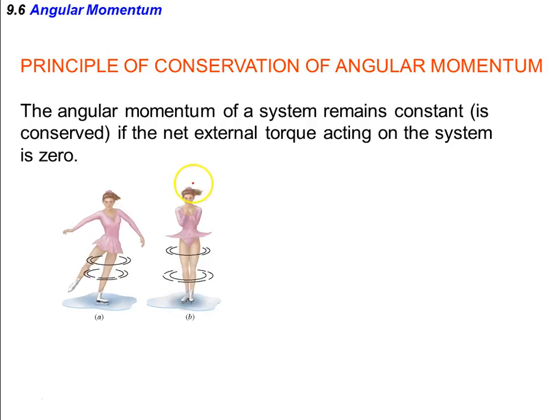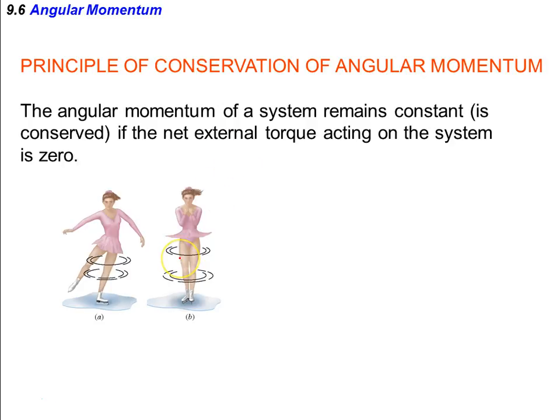So the principle of conservation of angular momentum is similar to the principle of conservation of linear momentum, except they are conserved separately. They both are conserved, but they are conserved separately. And so the angular momentum of a system remains constant, or in other words, is conserved, if the net external torque acting on the system is zero.